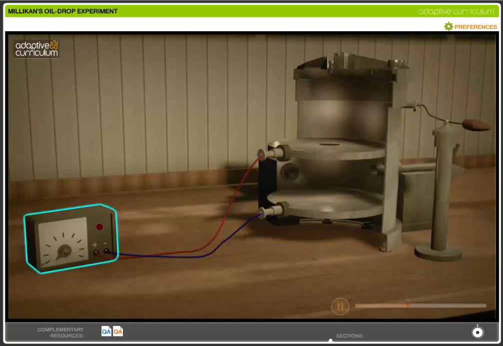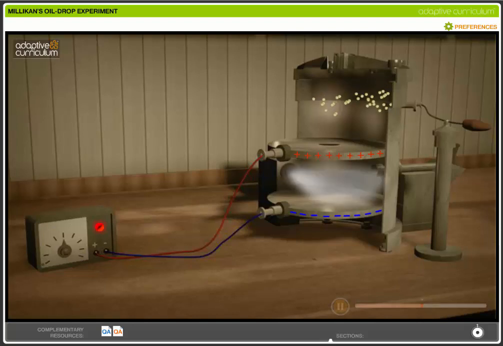Next, Millikan applied a potential difference across the two plates, making the lower plate negatively charged and the upper plate positively charged. This created a uniform electric field between the two plates. In order to observe the behaviors of the oil droplets in the electric field, he used a radiation source that emitted X-rays and caused the droplets to become charged.